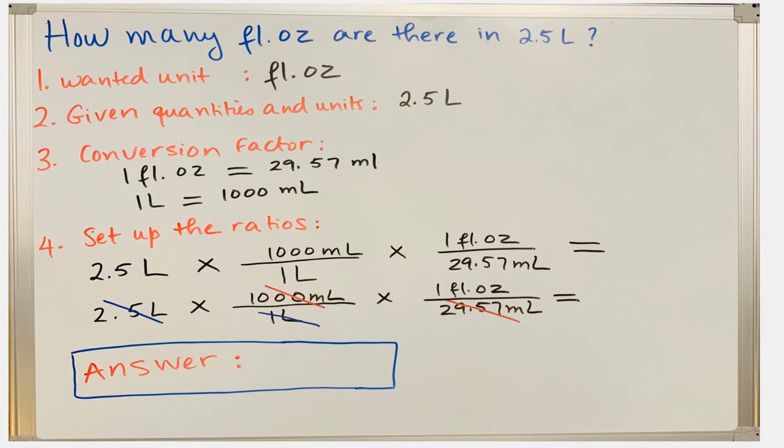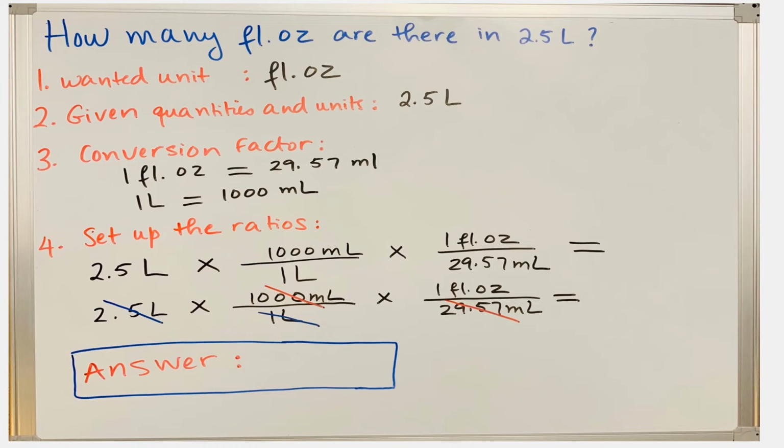So you have a quantity in liters, and you have another quantity in milliliters. That's how you know you'll need the conversion factor 1 liter equals 1,000 milliliters. Next, you have to set up your ratios in such a way that the unwanted units cancel out.